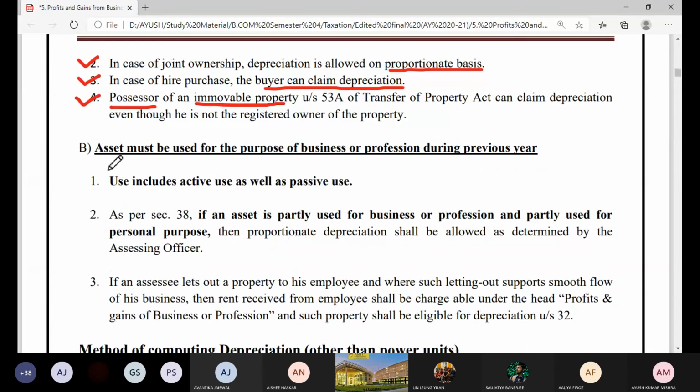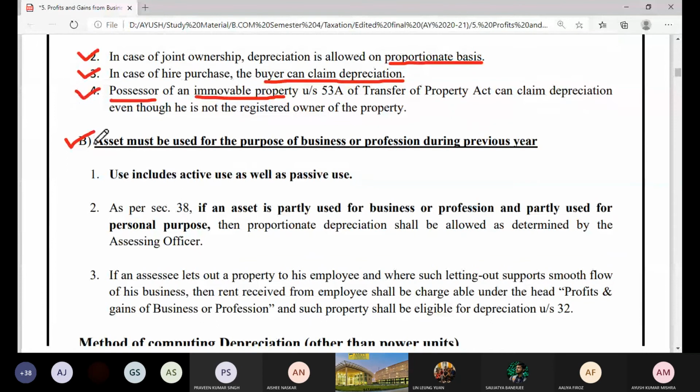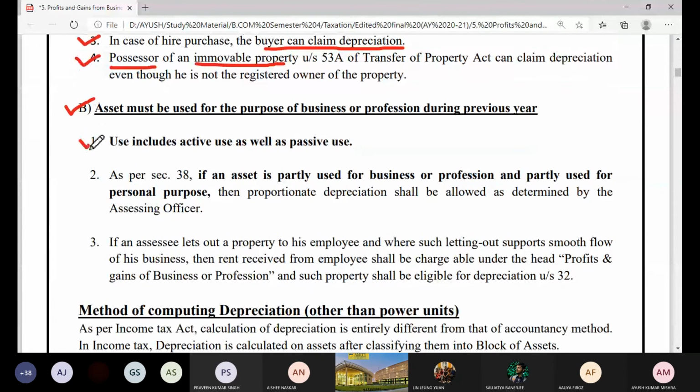Point number two, after ownership, the next thing that you need to check is that the asset must be used for the purpose of business or profession during the previous year. Now, this word use indicates active as well as passive use. For example, there are certain assets that are not actually used, but they are kept ready to be used. Like for example, a fire extinguisher.